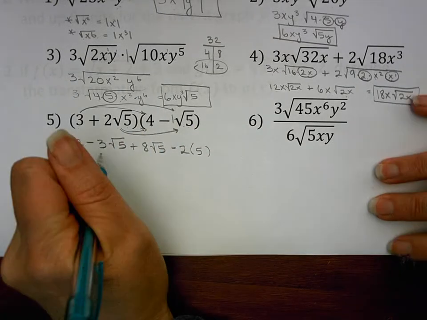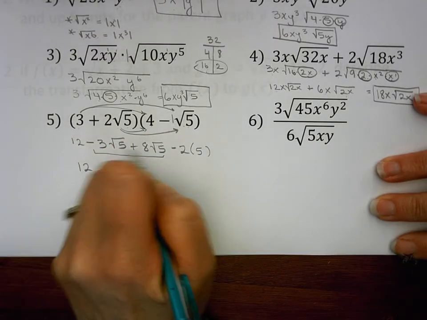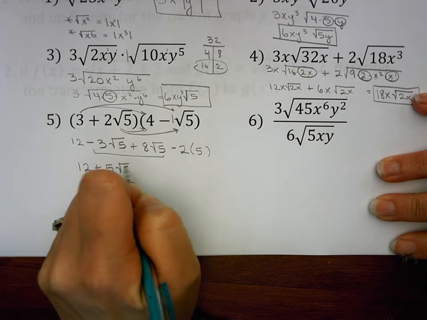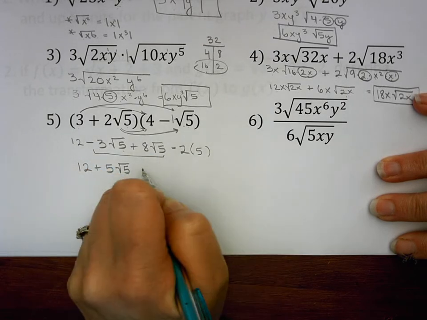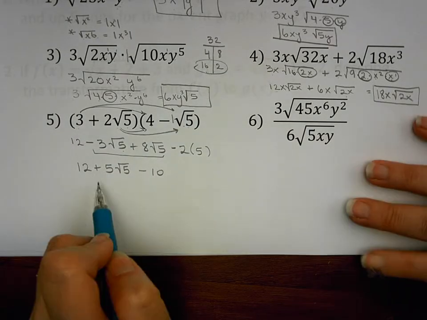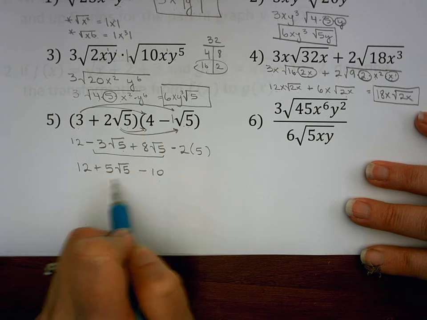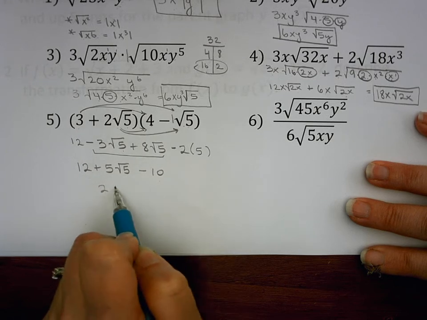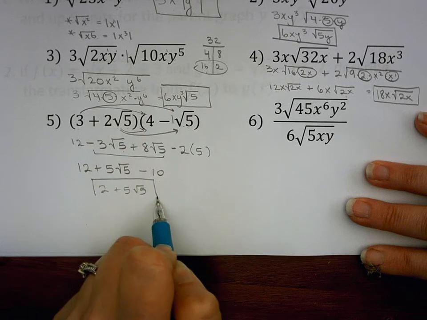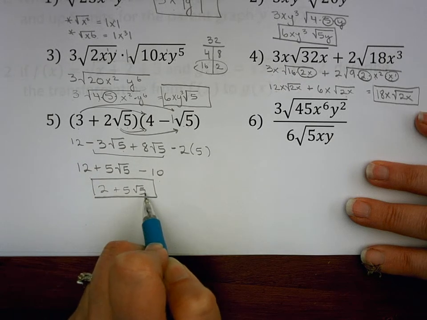And then I can combine my middle terms. So I have negative 3 plus 8, and then keep the radical the same. And then 2 times 5, or negative 2 times 5 is negative 10. And then 12 minus 10, I can combine those two integers together, so that would be positive 2, and then plus 5 root 5. And then I cannot add the 2 and the 5 together, right, because I have to be able to multiply before I can add.